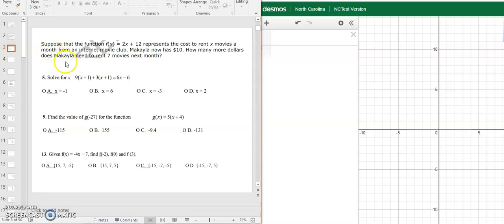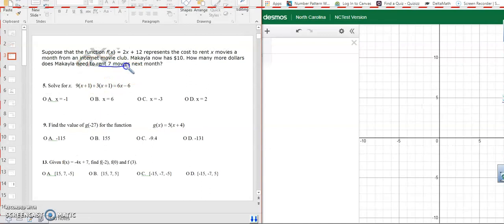So this first one says, suppose that the function f of x equals 2x plus 12 represents the cost to rent x movies a month from an internet movie club. Michaela now has $10. How many more dollars does Michaela need to rent 7 movies next month? Okay, so we can do this one of two ways. The easiest way is to plug in an x for the number of movies you're wanting to rent. So she wants to rent 7 movies, and x represents the movies.